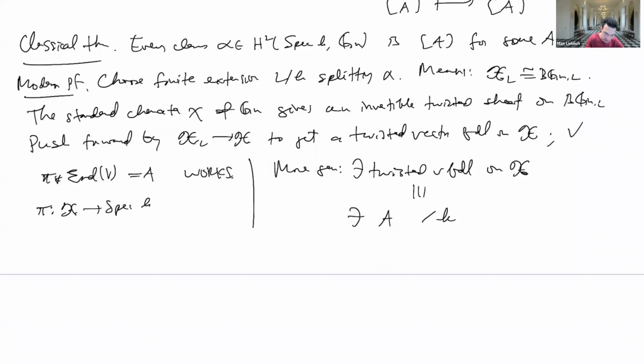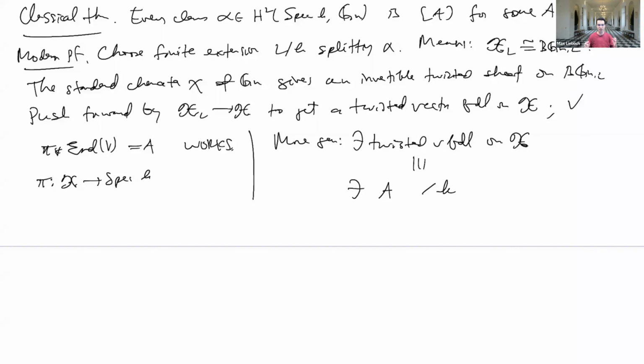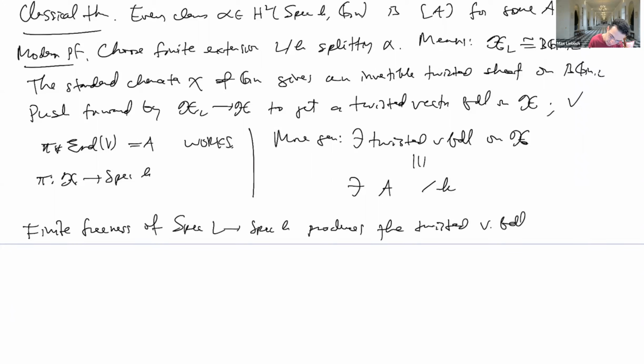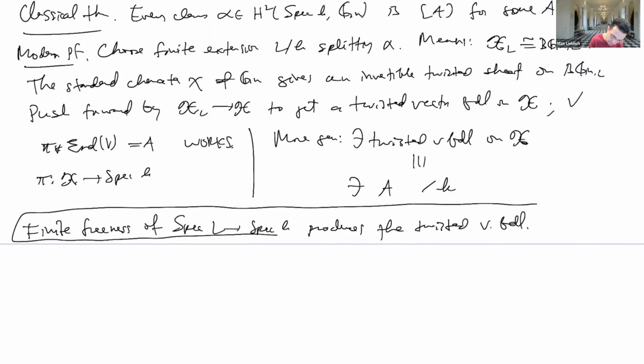Okay? So controlled splitting produces algebras. And the key about how we're splitting is the finite freeness. The finite freeness of L over K, or to be slightly more pedantic, of spec of L mapping to spec of K, produces the twisted vector bundle. And we're pushing forward along a very nice map to get a sheaf with very nice properties.